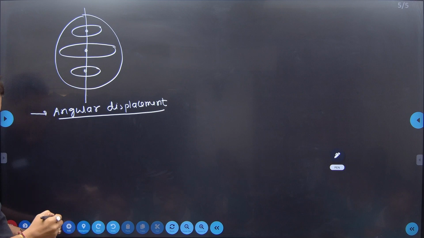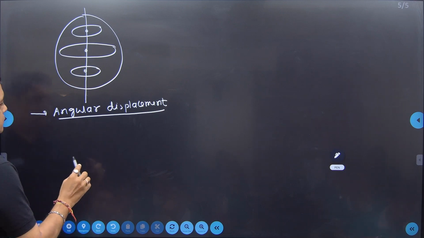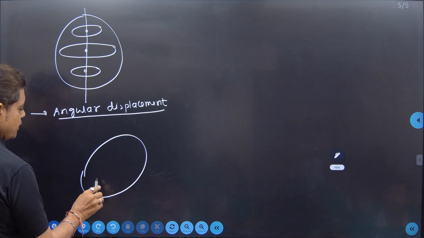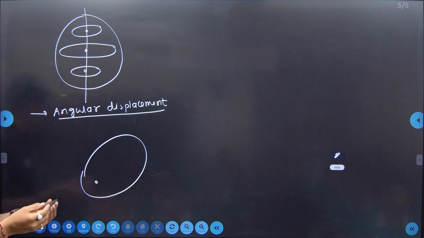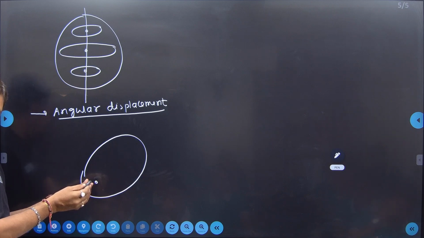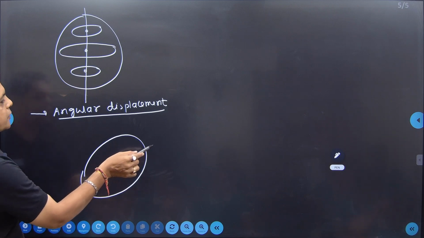Angular displacement. Suppose we consider this rigid body. It rotates about an axis which is perpendicular to the plane of the board, and it rotates in this manner.